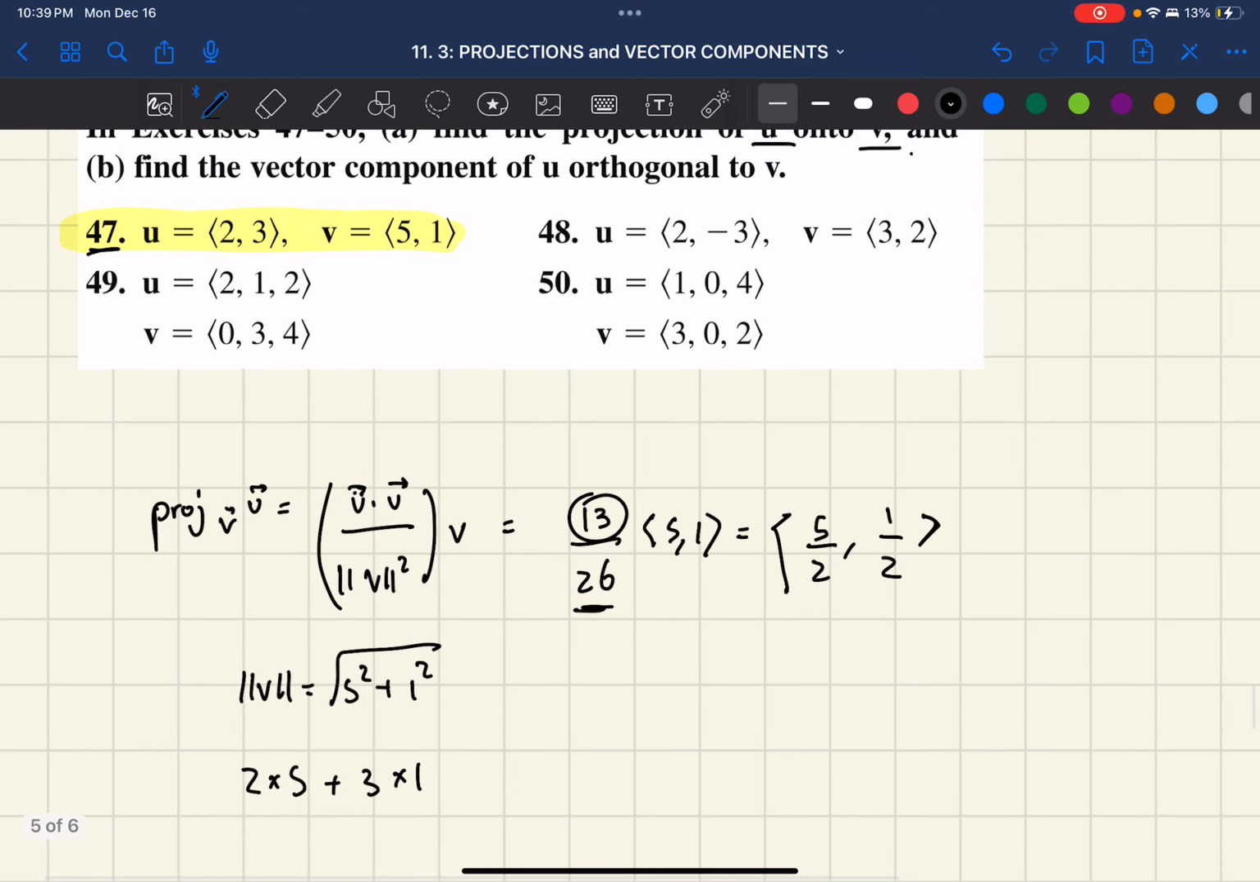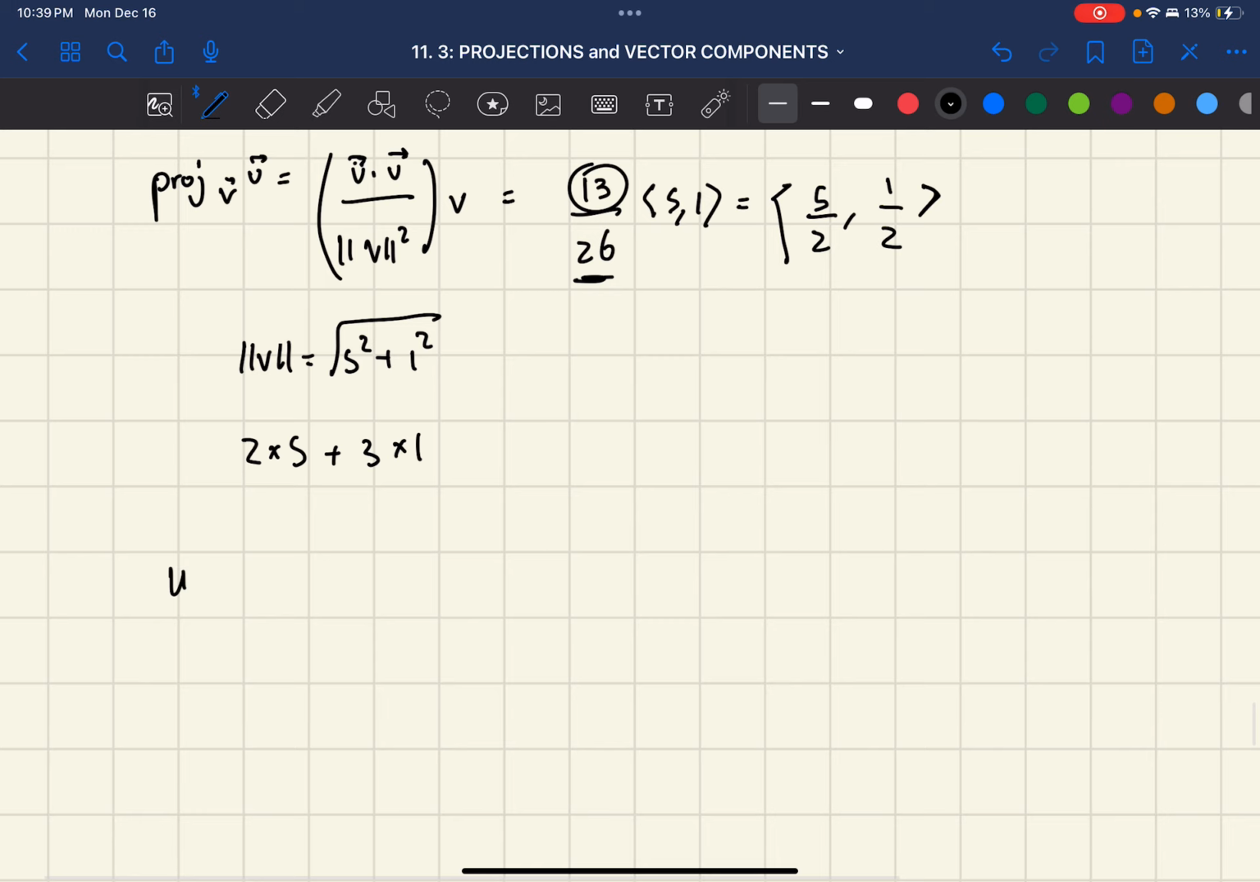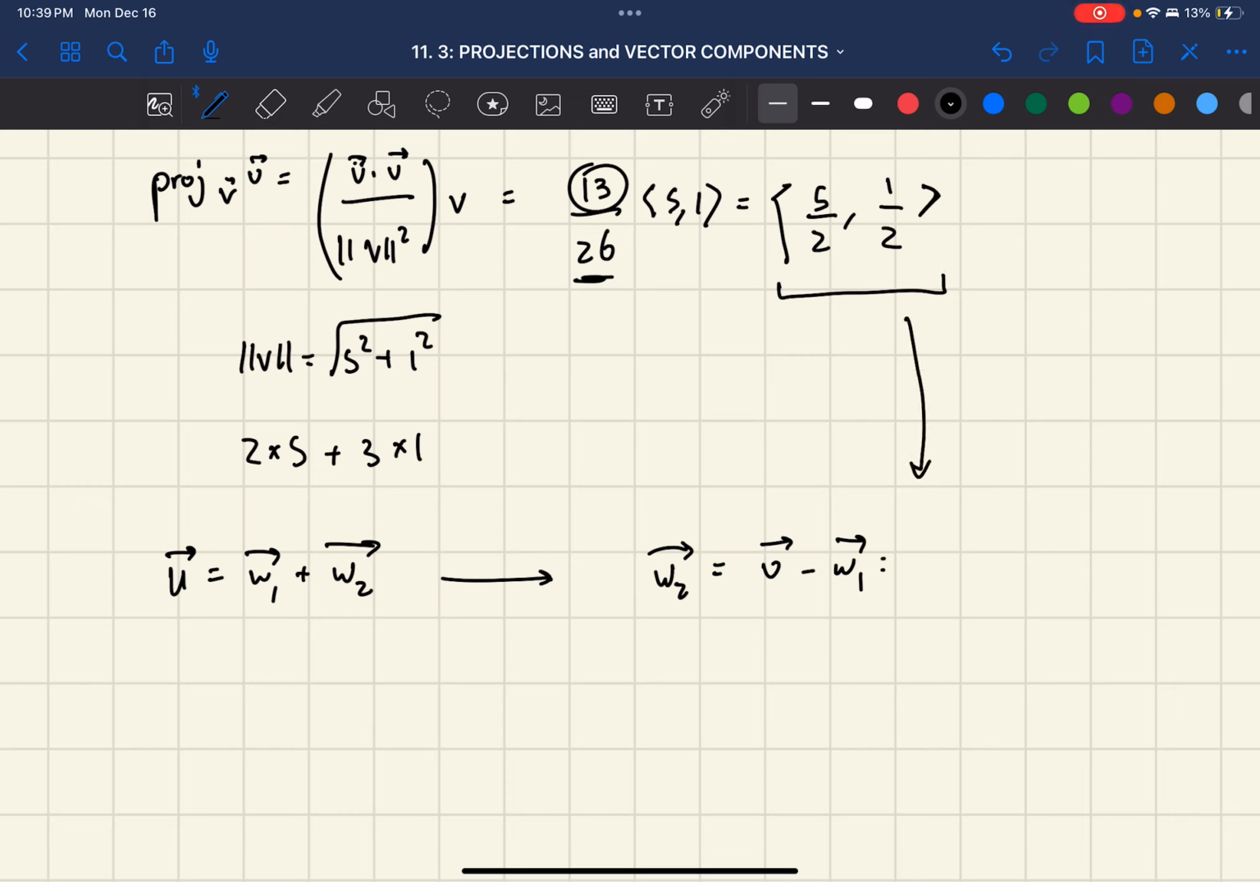All right. And in order to find the orthogonal component, remember, u is equal to w1 plus w2, as previously discussed. That means that w2, or the orthogonal component, is just u minus w1. You input the values that we just determined in part A, and you get the right answer, which is, again, negative 1/2, 5 over 2.